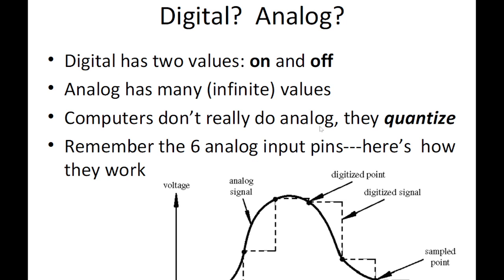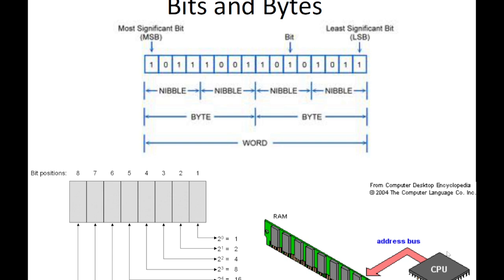Computers don't really do analog, they quantize, and that's exactly what I mentioned. Remember the 6 analog input pins. Here's how they work: you apply the signal at the respective analog input pin within the limits of the voltage levels, and you enable your ADC and read the values just like this.